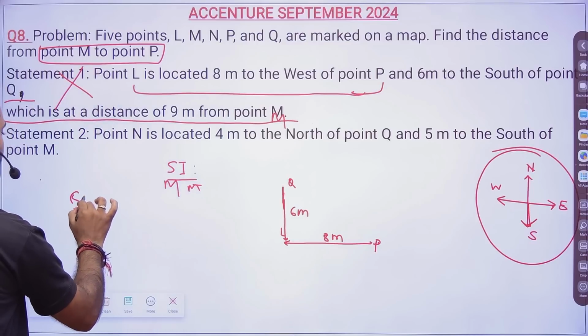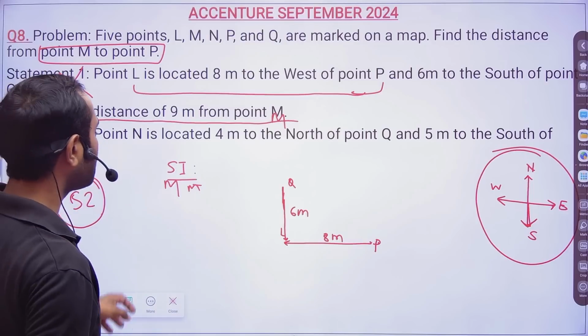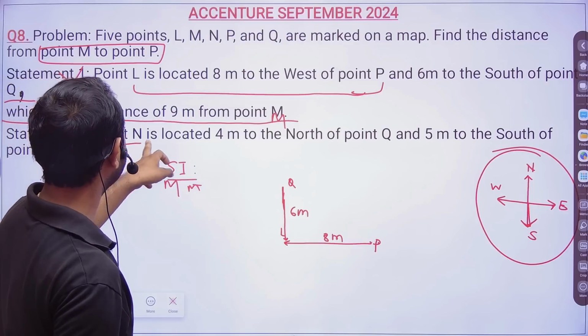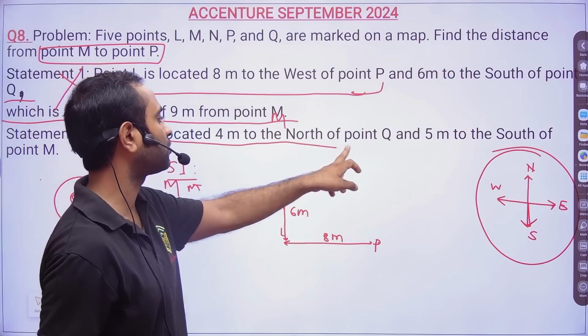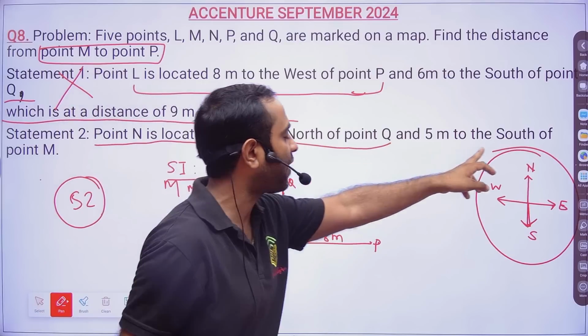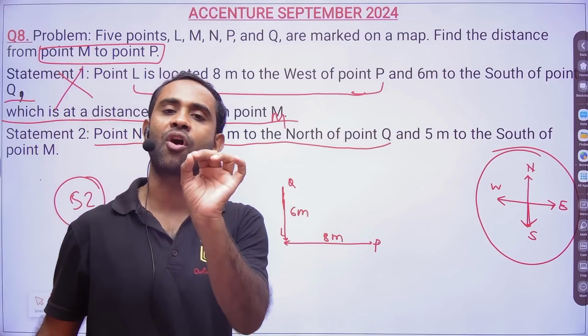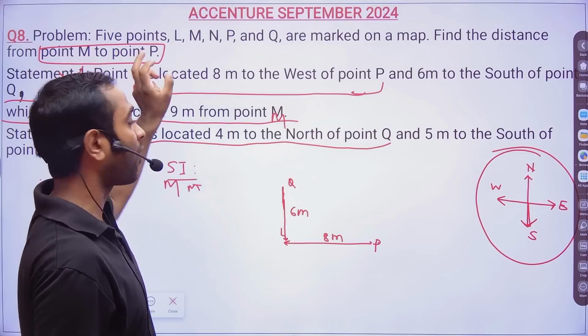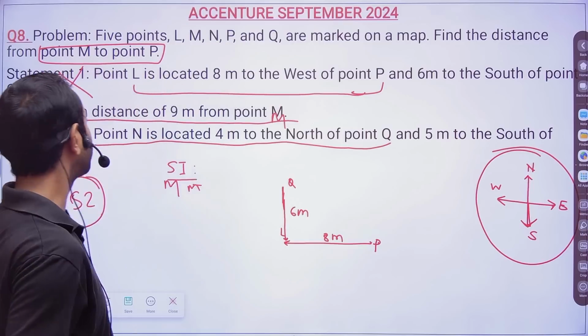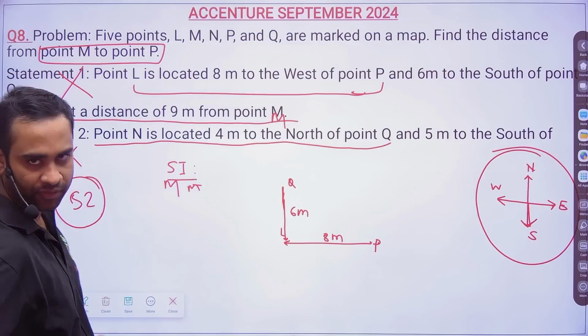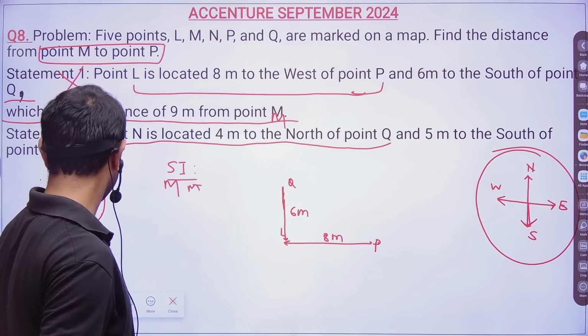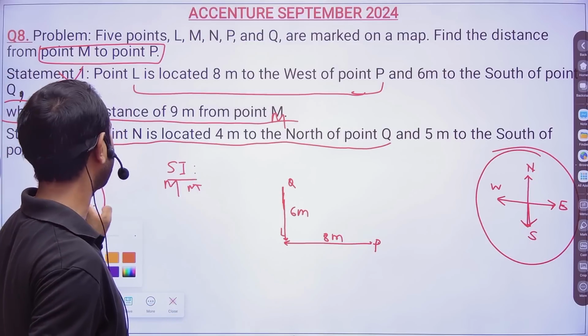Now we will look at statement 2. Statement 2 says point N is located 4 meters to the north of point Q and 5 meters to the south of point M. Statement 2 does not talk about P, and they are asking the distance between M and P. Statement 2 alone cannot answer this question. So now we are going to merge it with statement 1 and see if we can get the answer.